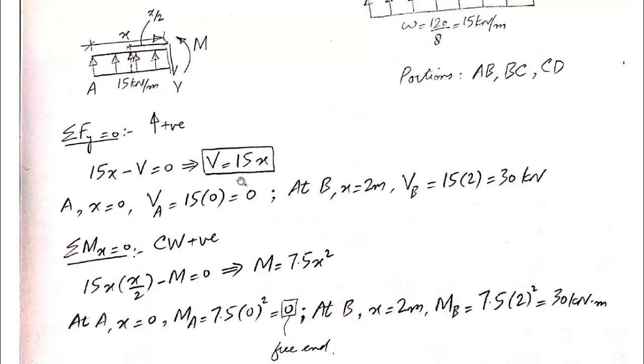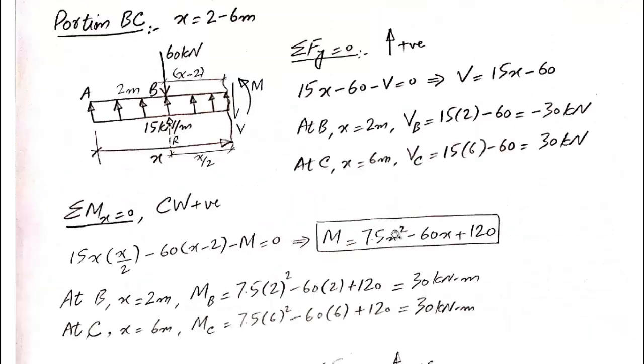And then at point B, x is equal to 2 meters, M_B is equal to 7.5 into 2 squared, and that comes out to be 30 kilonewton meter. So we have got the values of moment for point A and point B. Now let's move to the next portion.